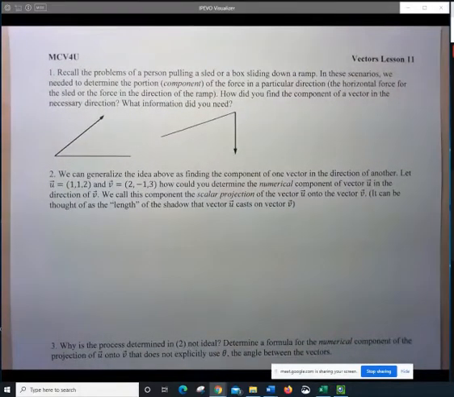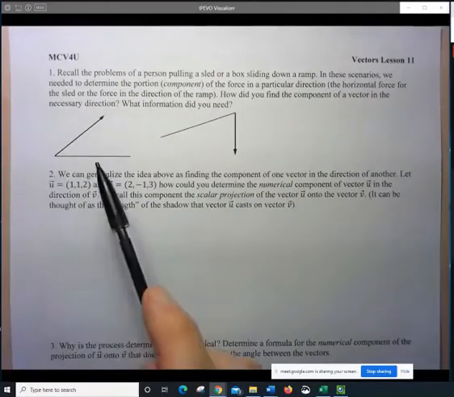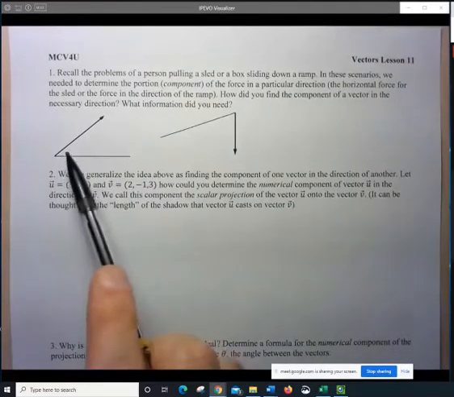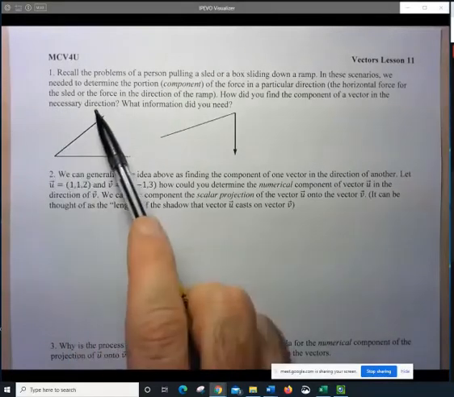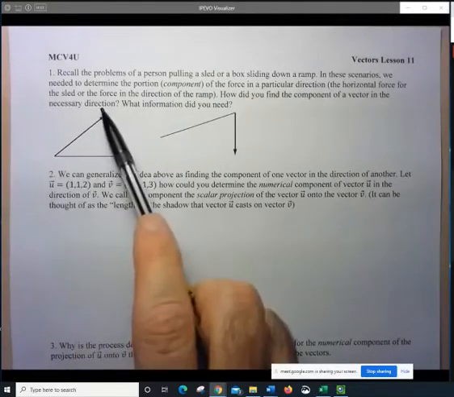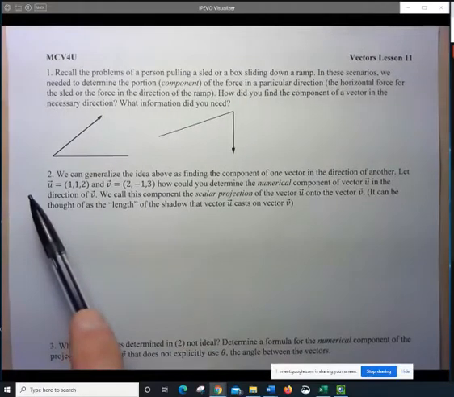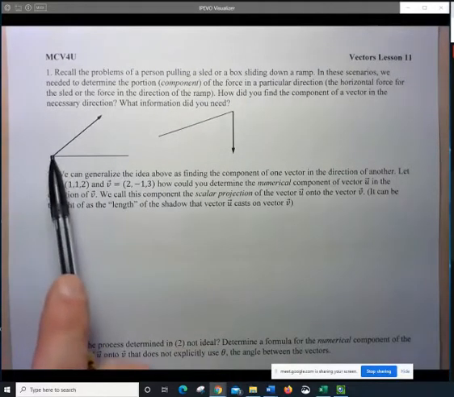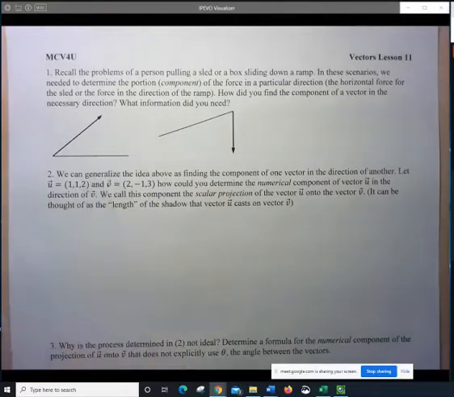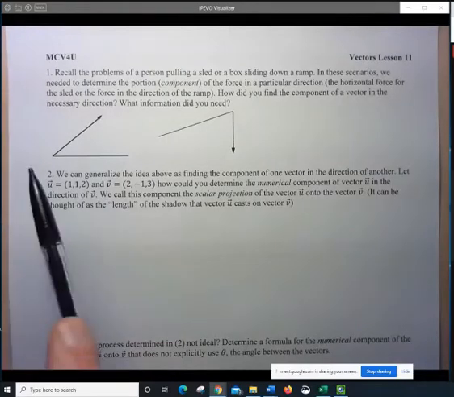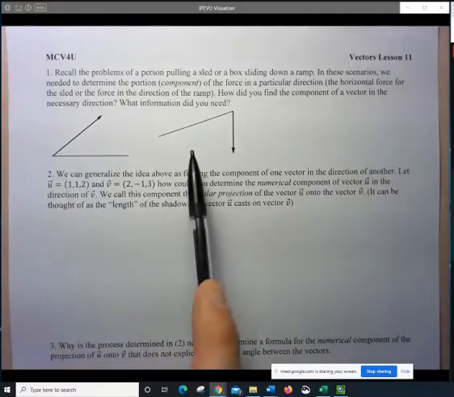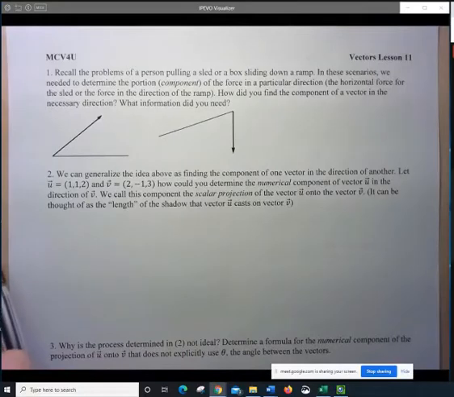I'm actually going to start with something that we'd worked on before. If you remember the questions that involved somebody pulling a sled. You got a sled on the ground, somebody's pulling with a force at some angle to the ground, and we wanted to determine what was the portion of that force that was in the horizontal direction. So what portion of that force is actually pulling it as it moves horizontally.